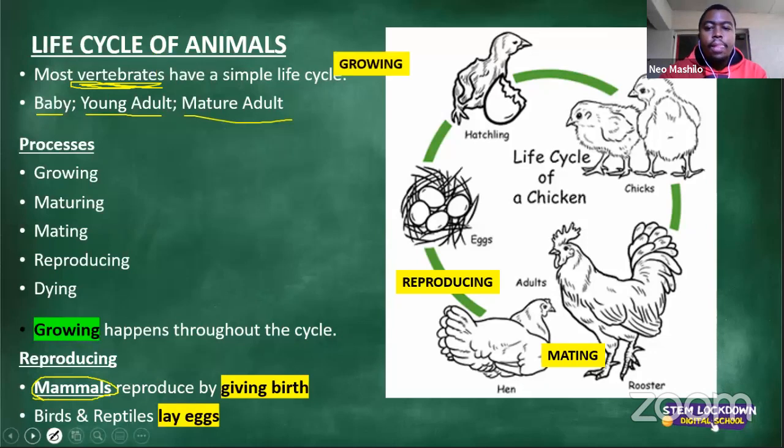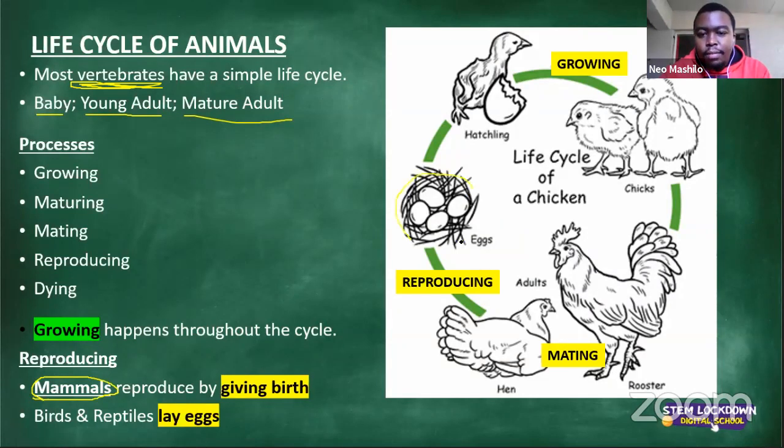And then there we have the process of growing, which I said takes place throughout. So you can see there we have our egg. After the process of reproducing, we have an egg being produced by a chicken, which then goes on to hatch and become a chick, and it grows into a bigger chick, and then later on it grows into an adult, and adults then mate and they reproduce to create more eggs. So that's how the life cycle of a chicken goes.